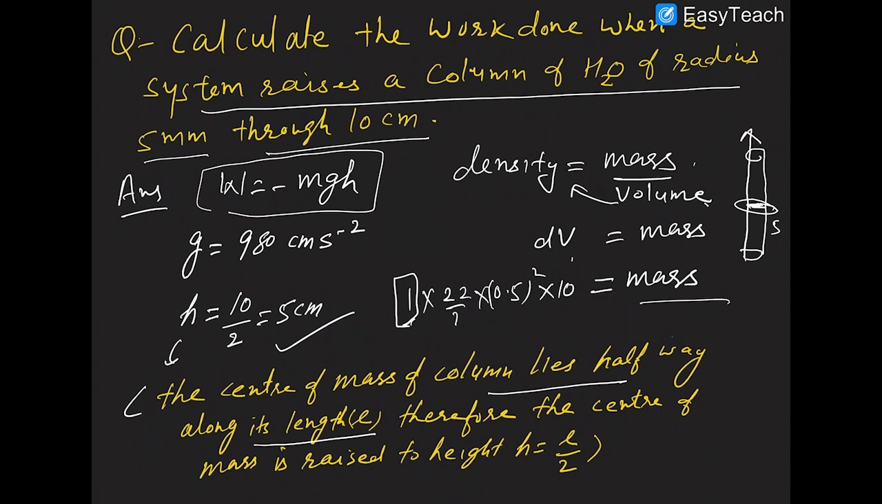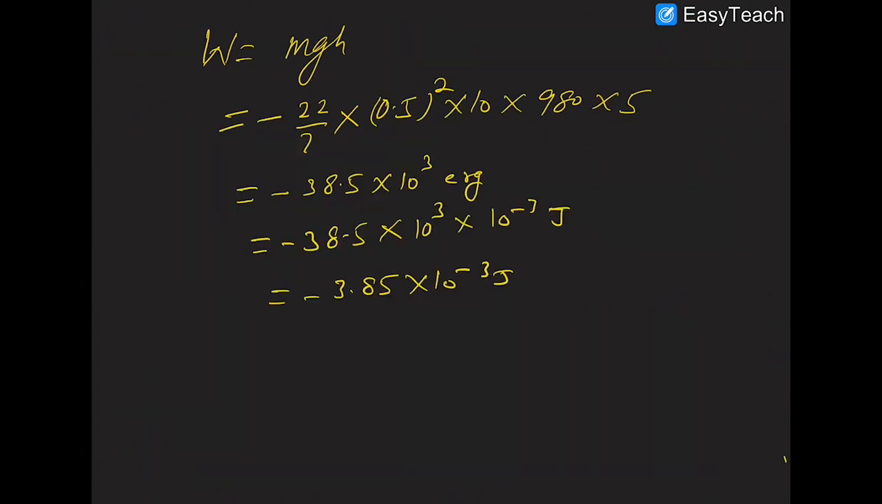So work done will be equal to minus m into g into h. So m into g, the mass of the water that rises will be 22/7 into 0.5 square into 10. g is equal to 980 and h, the total height, has the value 5.